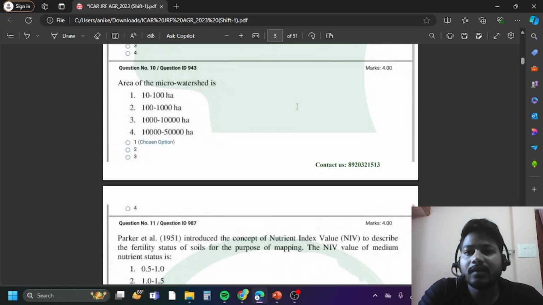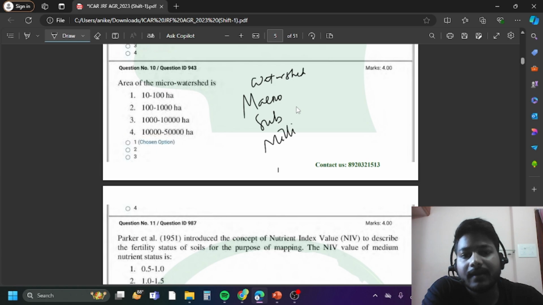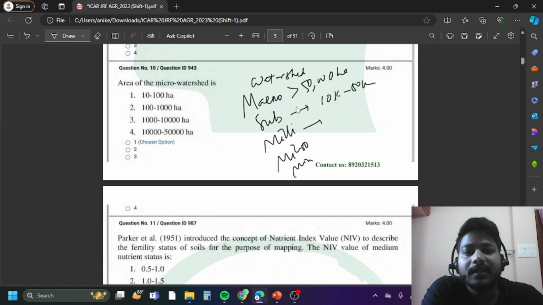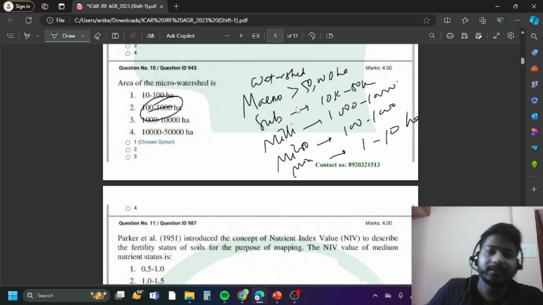Next question is: area of the micro watershed is. This question is coming from the watershed. First is macro, then sub, then milli, micro and mini. Macro is area more than 50,000 hectares. In sub it is 10K to 50K. In milli it is 1000 to 10,000, in micro 100 to 1000 and in mini 1 to 100 hectare. So micro is 100 to 1000. The option 2 is correct.